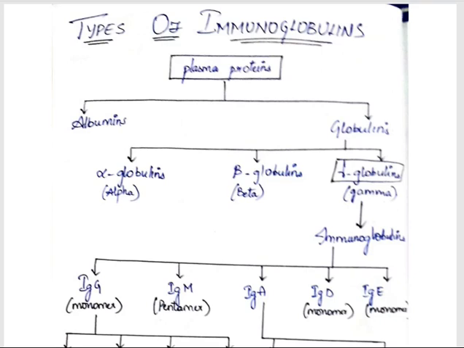Hi everyone. In the immunology subject, we are going to discuss a topic called types of immunoglobulins. Yes, we have discussed what an immunoglobulin is, what the structure of an immunoglobulin is, and the functions of the immunoglobulin in different parts. Now, in this part, we are going to discuss types of immunoglobulins.